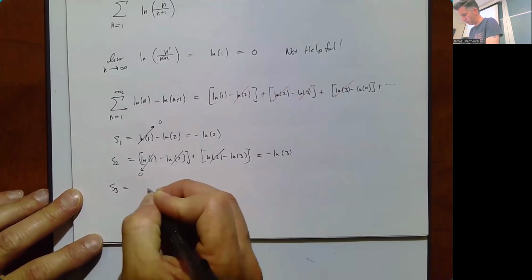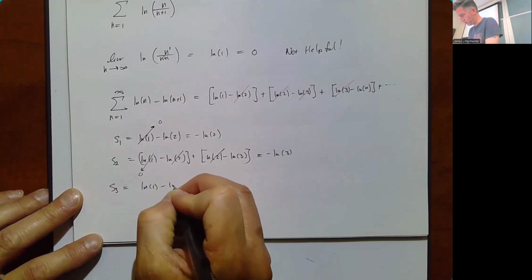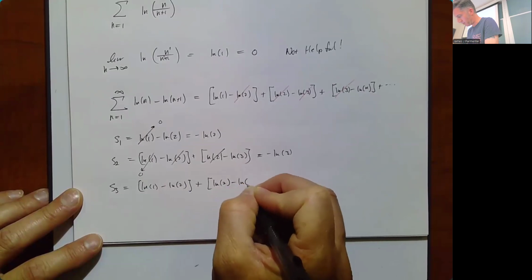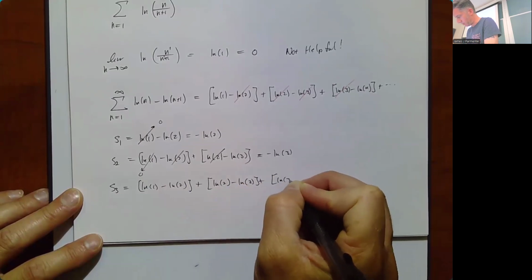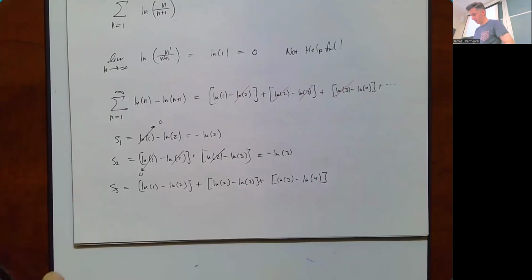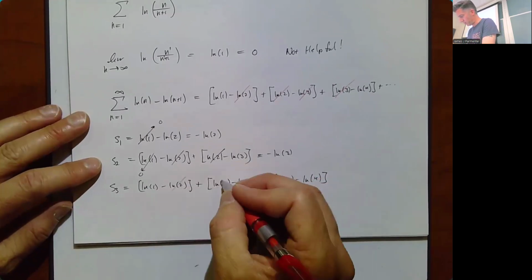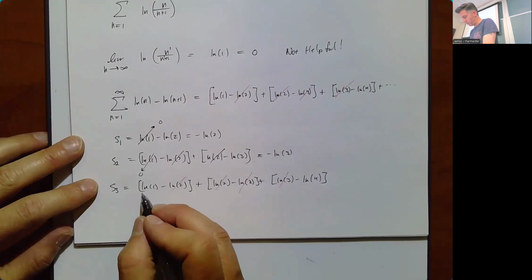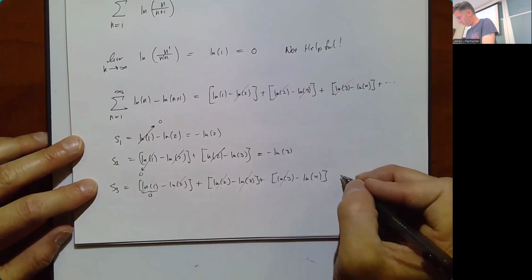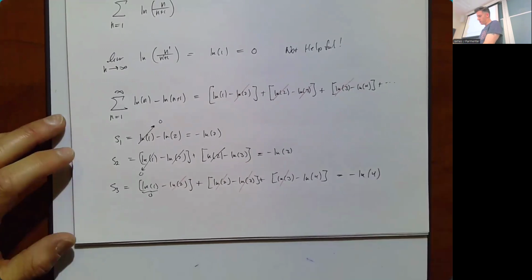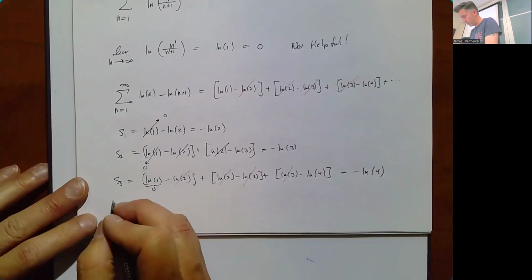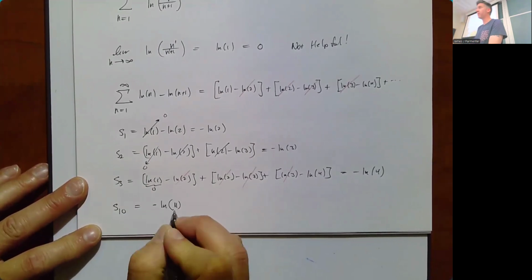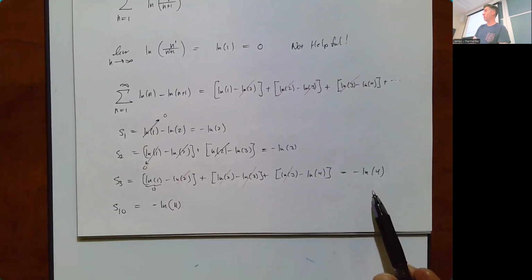I think we could probably come up with a formula, but let's do one more. My third partial sum is going to be natural log of 1 minus natural log of 2, plus natural log of 2 minus natural log of 3, plus natural log of 3 minus natural log of 4. And again, we see a lot of things canceling. The negative natural log of 2 and the positive natural log of 2, the negative natural log of 3 and the positive natural log of 3. And we're left with the natural log of 1, which is 0, minus the natural log of 4. So I'm pretty sure I could make the correct guess that the 10th partial sum is going to equal the negative natural log of 11, because the number that's the natural log of is just one more than the partial sum.